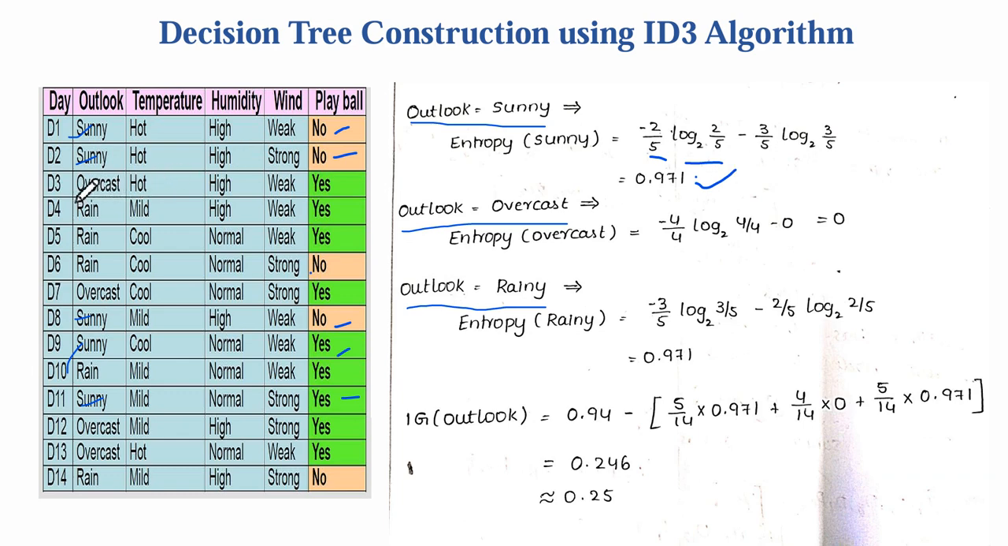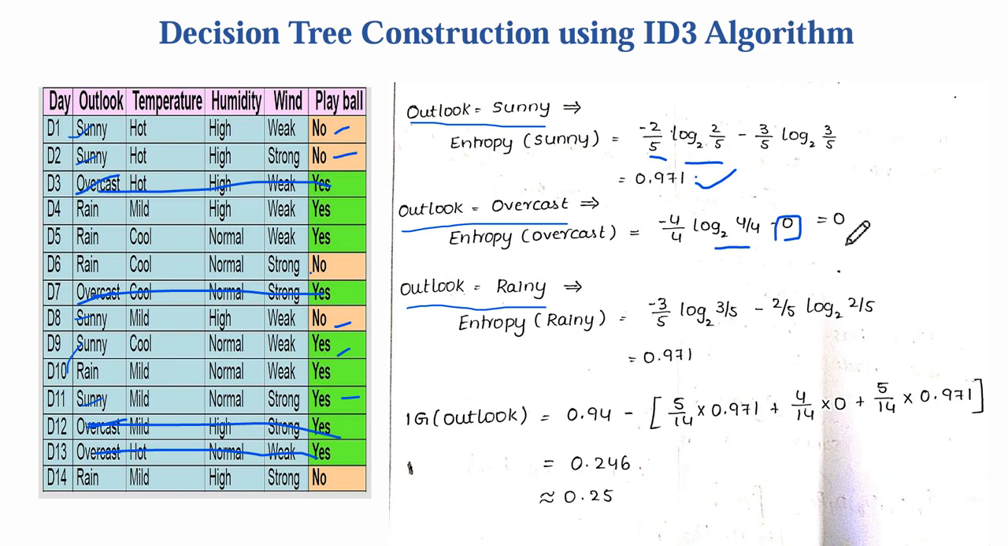Like this, for overcast we have a total of 4 records: 1, 2, 3, 4. Overcast yes, overcast yes, overcast yes, overcast yes. That means all the records with outlook equal to overcast belong to the yes class. That's why minus 4 by 4 log 4 by 4 to the base 2. We do not have any no class, so that term is 0. 4 by 4 is 1, and log 1 to the base 2 is 0.